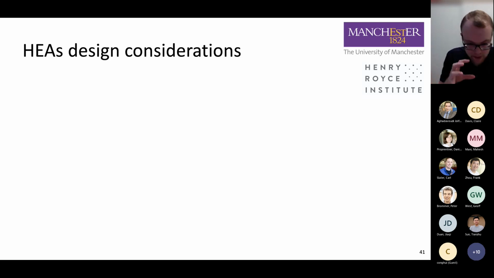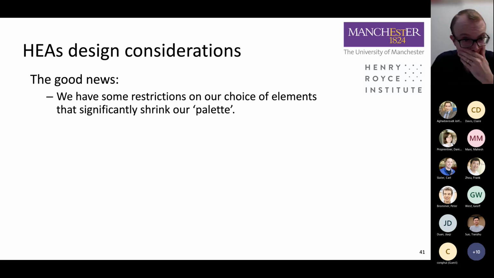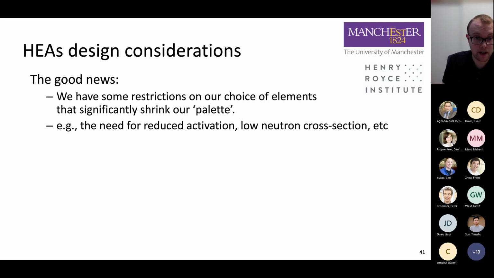And I want to go on and just talk about the design considerations very briefly. Okay, so there is some good news and some bad news when it comes to high-entropy alloy design. Some of these are true regardless of whether it's for nuclear or not. The good news for nuclear specifically is that we have some restrictions on our choice of elements that shrink our palette of elements. I'll talk about this a bit later, but basically if you want to avoid lots of elements that become radioactive, that shrinks our elemental palette. Okay, so we might want to reduce activation, low neutron cross section, etc.